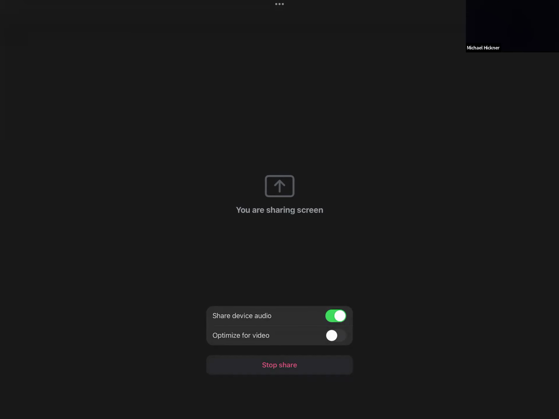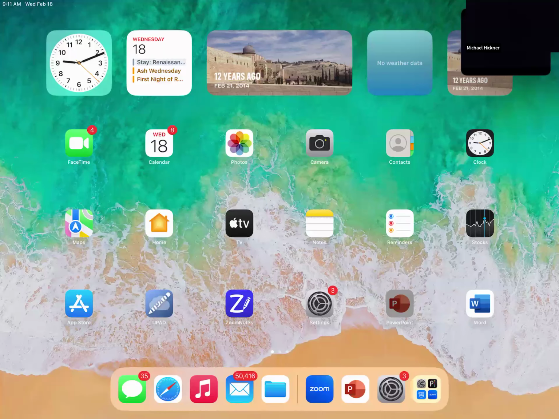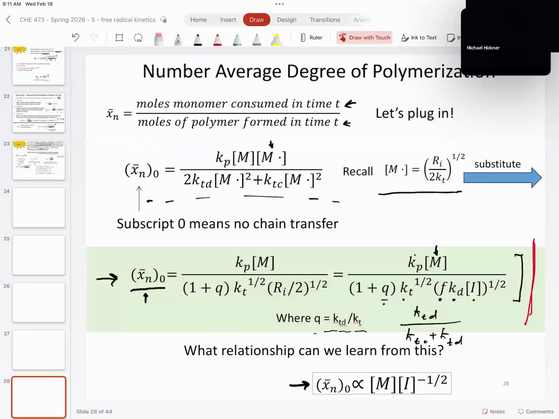Let's first start off with a couple of the basics, things that we talked about. This gives the number average degree of polymerization in the absence of chain transfer. This is xn0 or x bar n0. The zero, of course, means no chain transfer. If we look at this equation, we know or can figure out all of these variables.